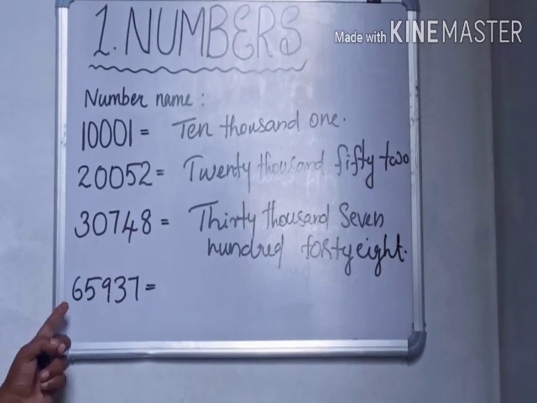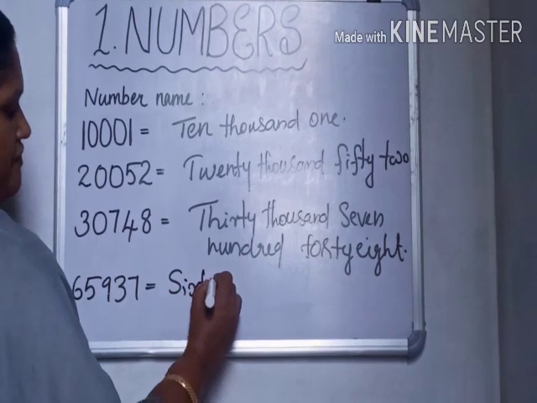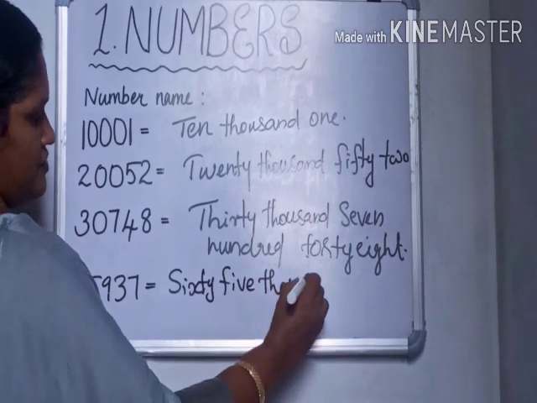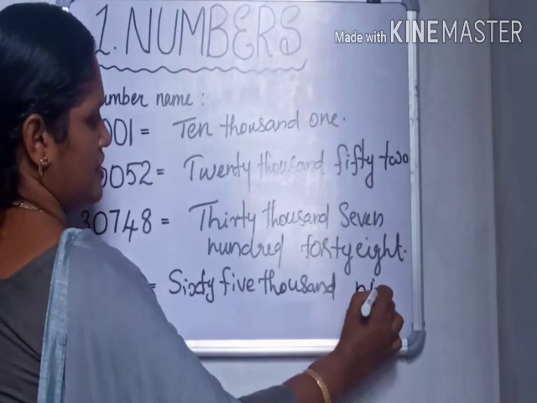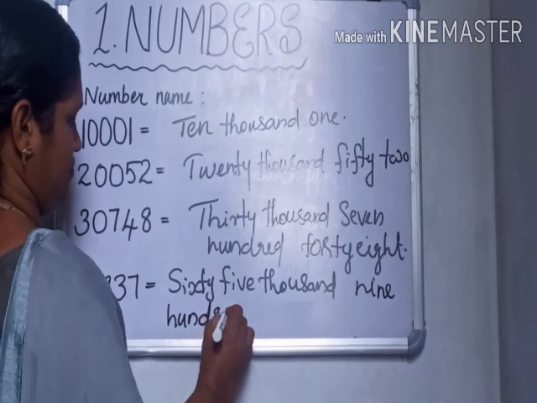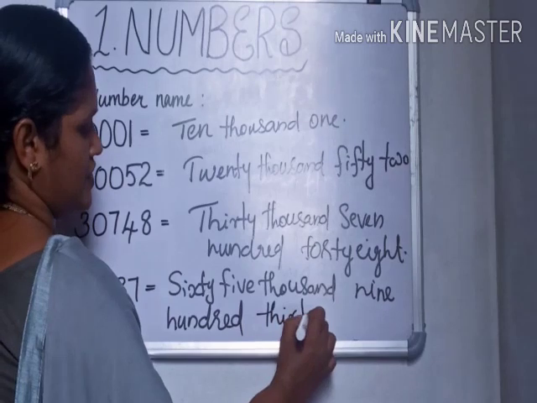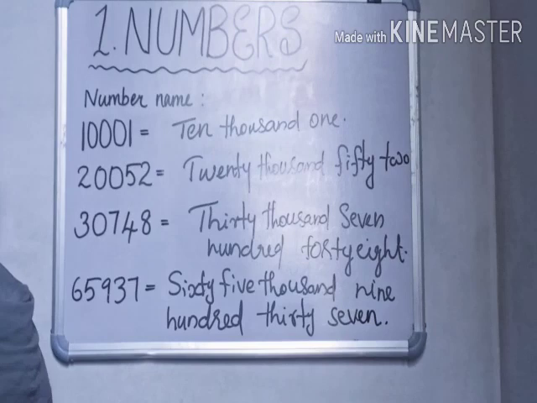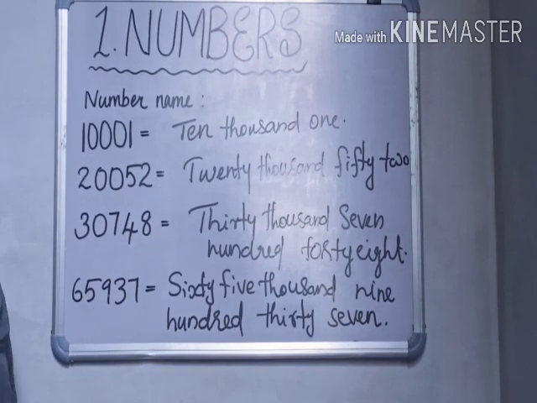Last one, 65,000. 900. 37. All of you clear this much? Take your notebook and write all these in your notebook.